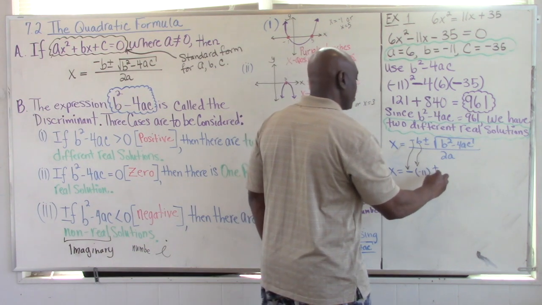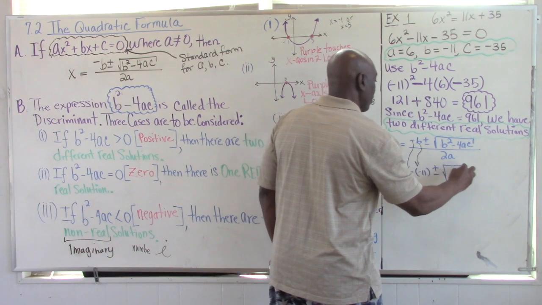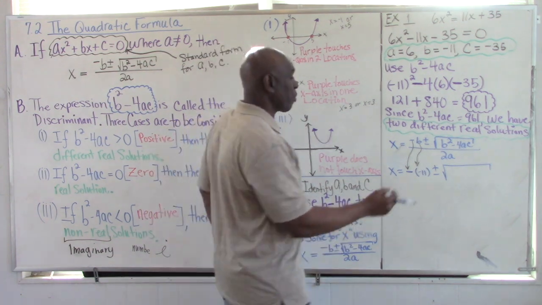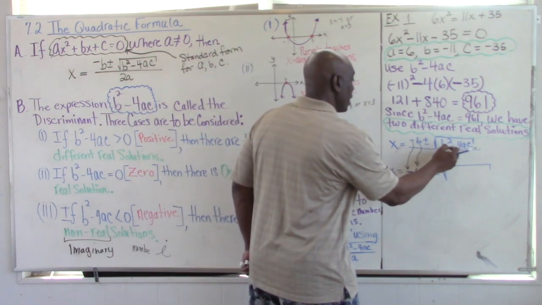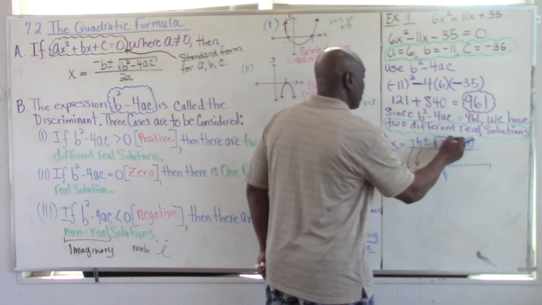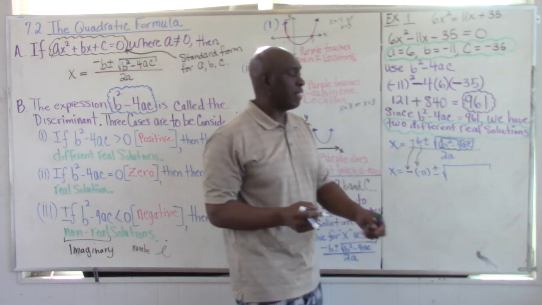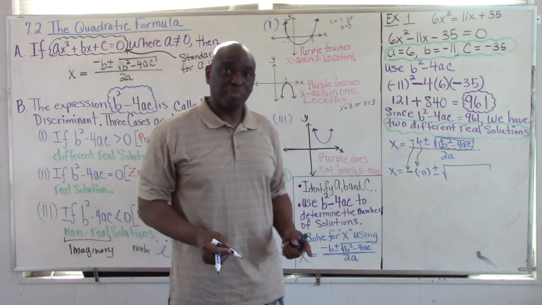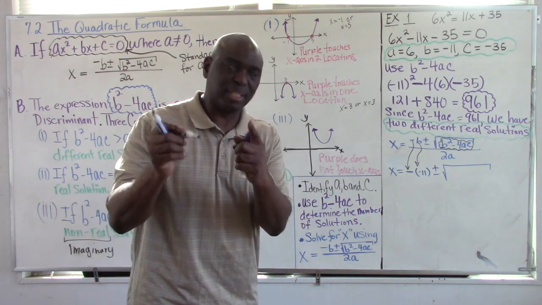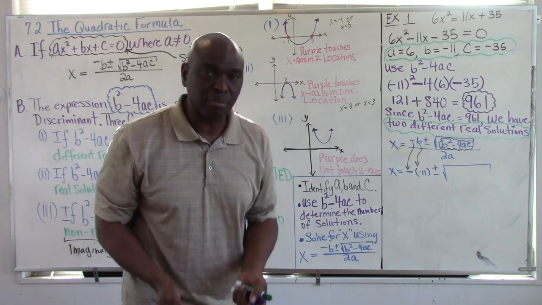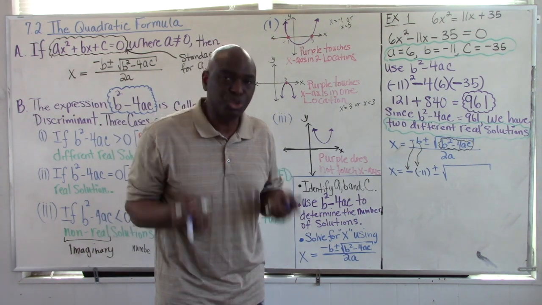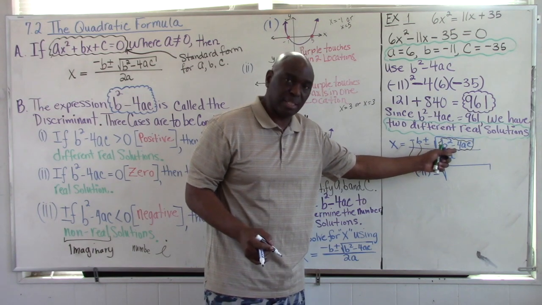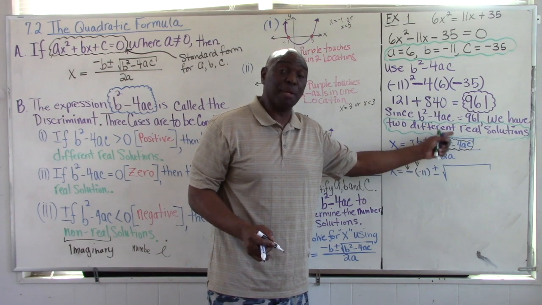Plus or minus the square root of, ladies and gentlemen, I do not have to do this work right here. B squared minus 4ac. I do not have to do it because it's been done already in purple. Pause the video right here again. I do not have to do b squared minus 4ac. It's already been done in purple.